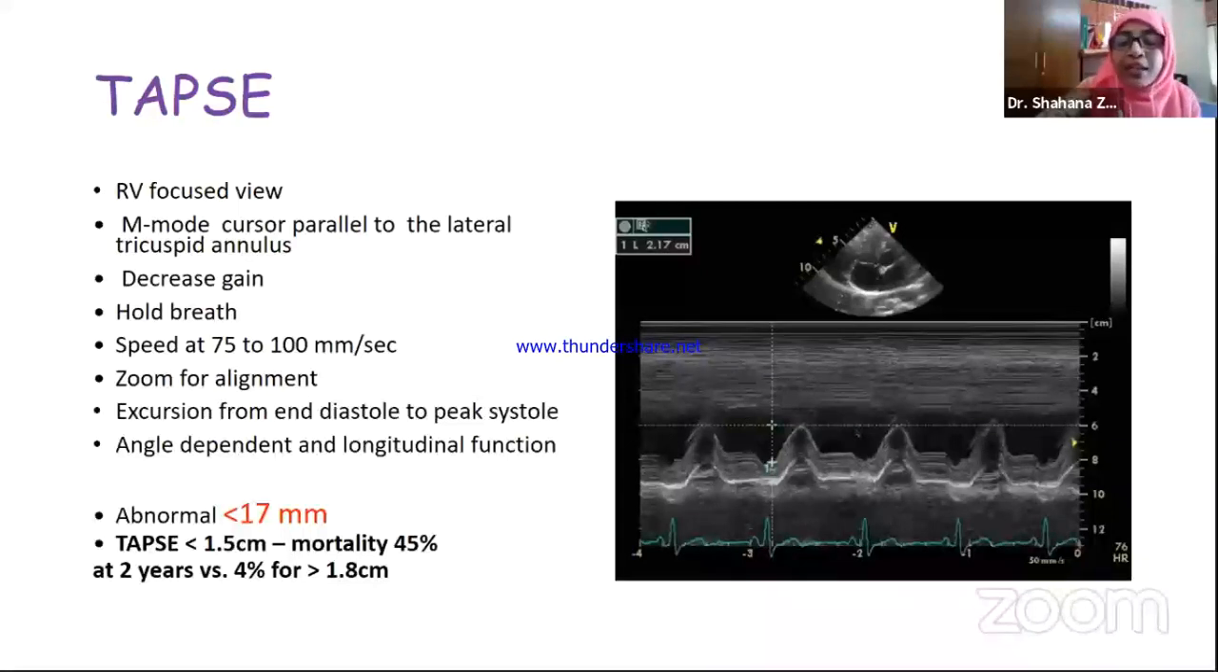The excursion should be ECG guided, from end diastole to peak systole. Just look at this: end diastole is the QRS complex, and end systole is the end of the T wave. And abnormal is less than 17 millimeters.